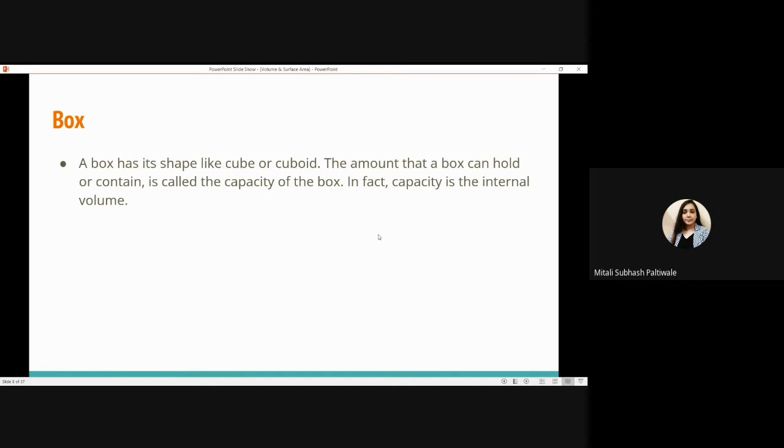Now, the amount that a box can hold is the capacity of the box. In fact, the capacity is the internal volume of the box. So the surface area of an open box would be 2 into (L plus B) into H plus L into B. That is, 2 into L plus B, length into breadth, multiplied by H, plus L into B.